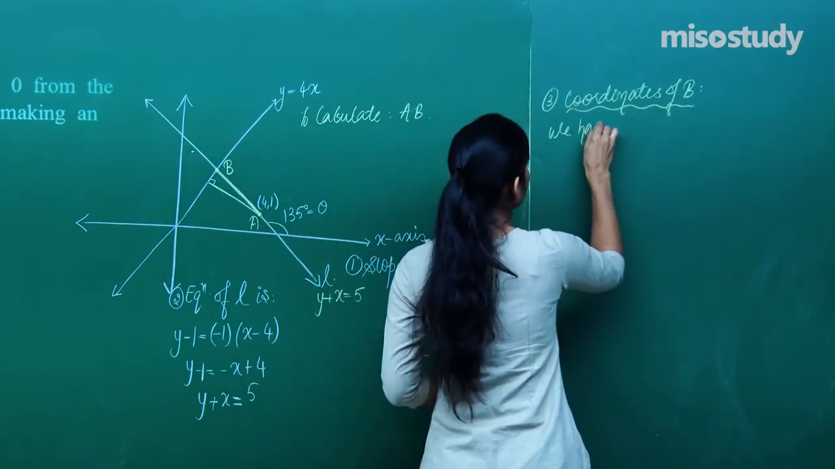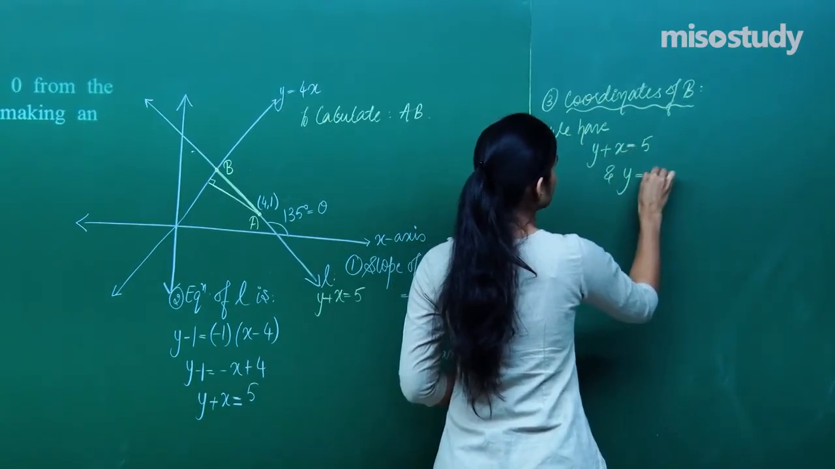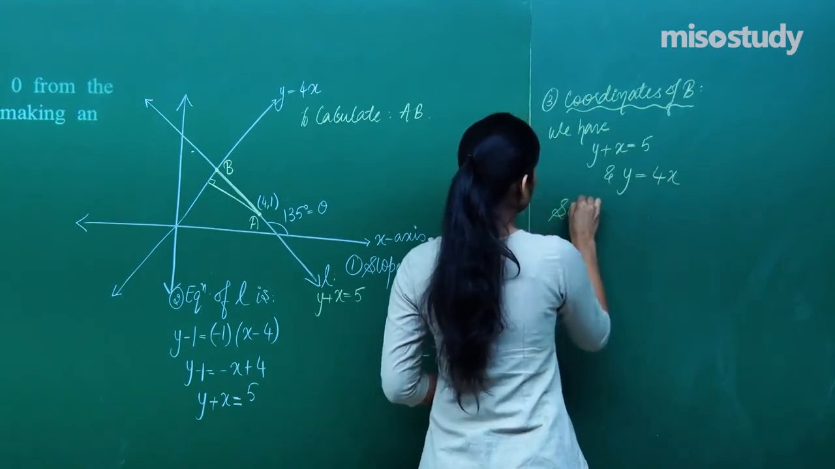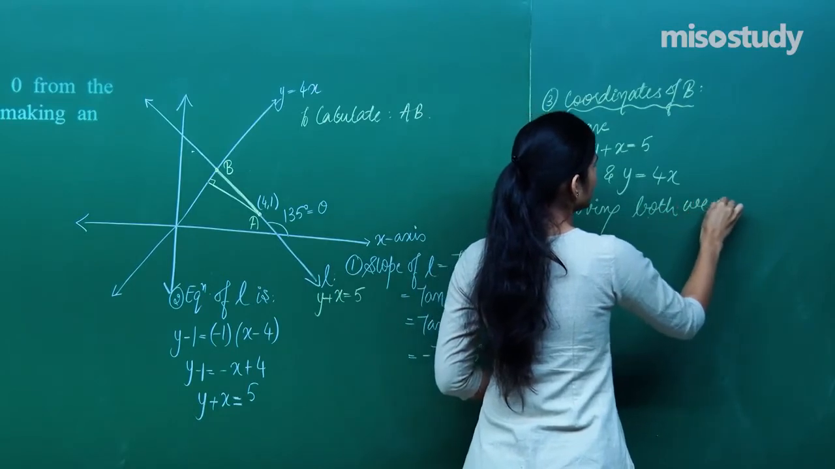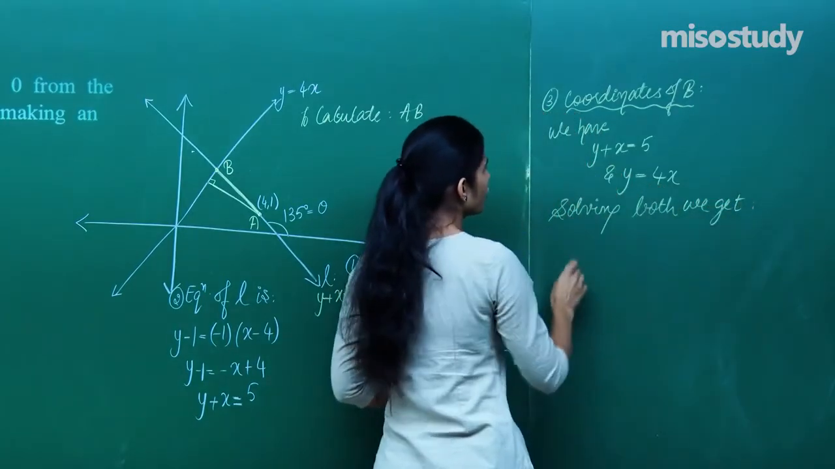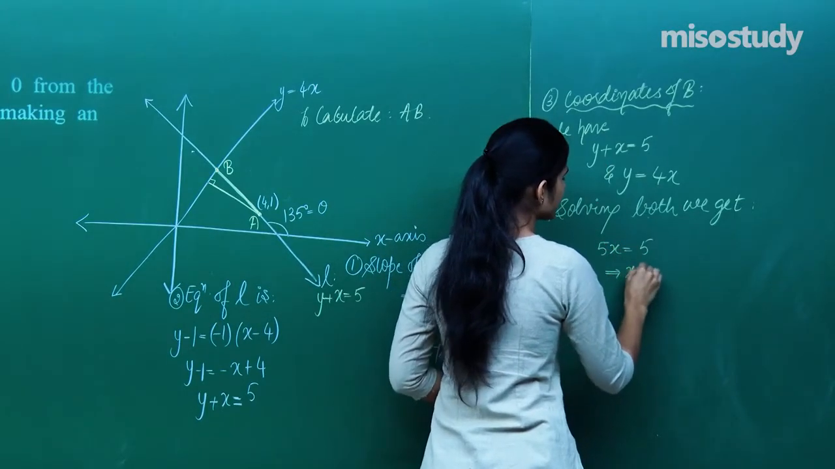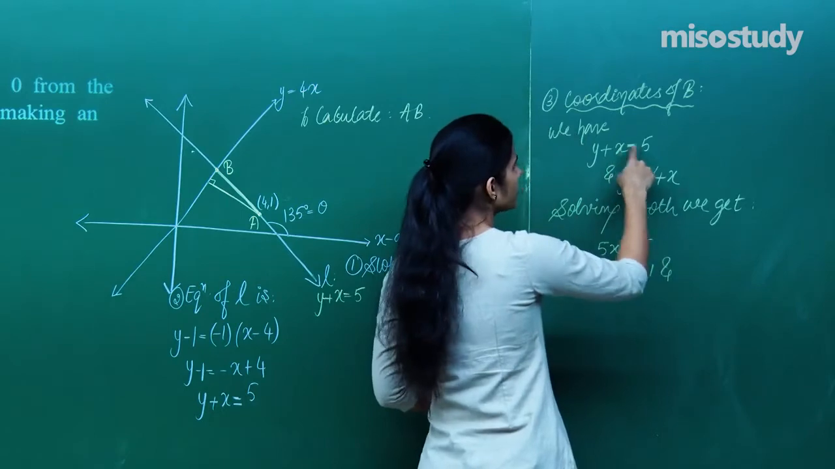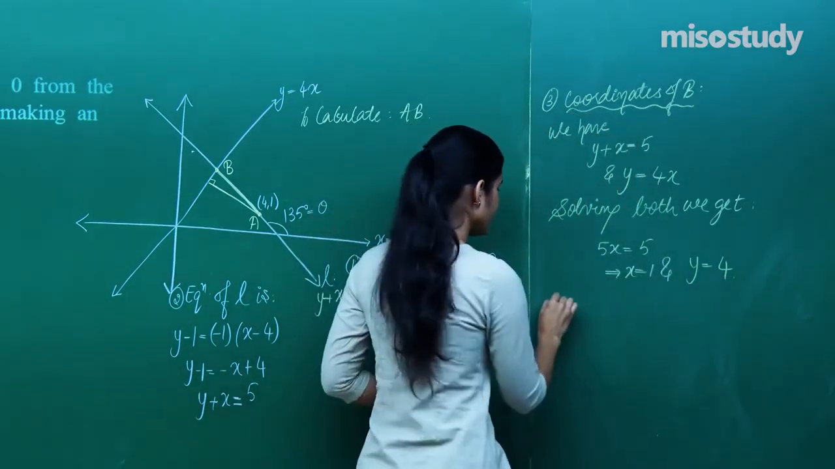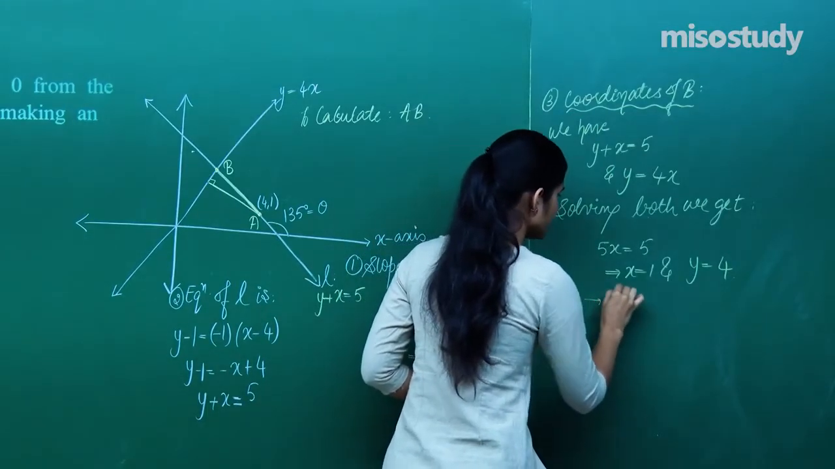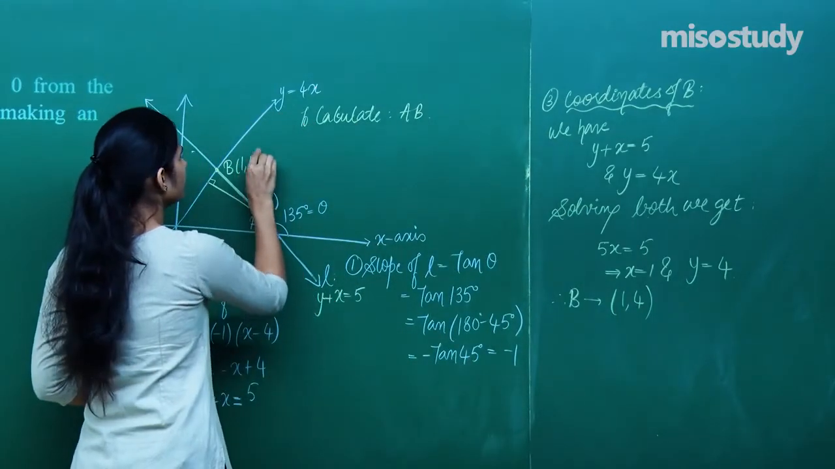We have y plus x equals 5 and y equals 4x. Solving both, just put y equals 4x here, you get 4x plus x is 5x equals 5, which implies x equals 1, and if you put x equals 1 you get 5 minus 1, 4, so y is 4. So coordinates of point B are 1, 4. So this is B 1, 4.